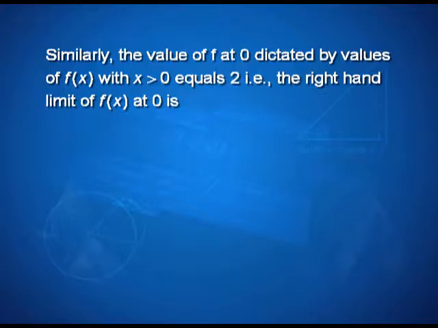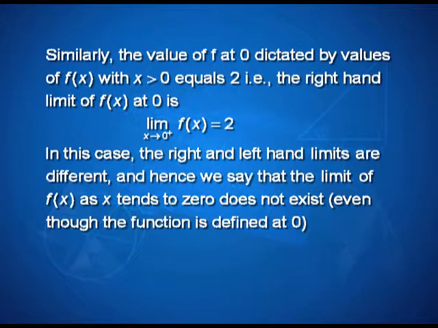Similarly, the value of f at 0 is dictated by the values of f of x with x greater than 0, which equals 2. That is, the right hand limit of f of x at 0, limit x tends to 0 plus of f of x, is equal to 2. In this case, the right hand and the left hand limits are different and hence we say that the limit of f of x as x tends to 0 does not exist, even though the function is defined at 0.